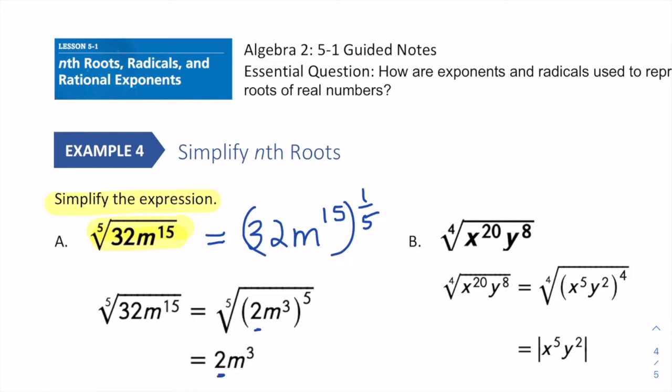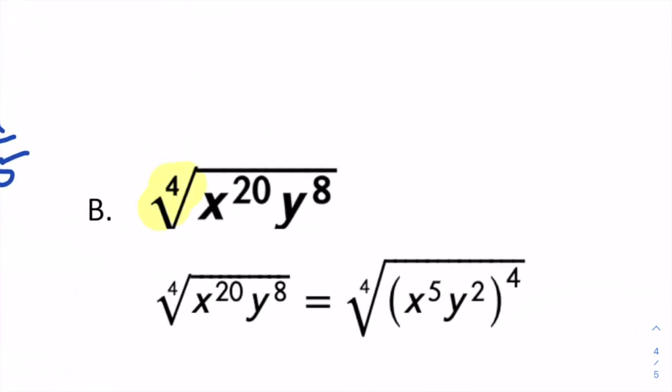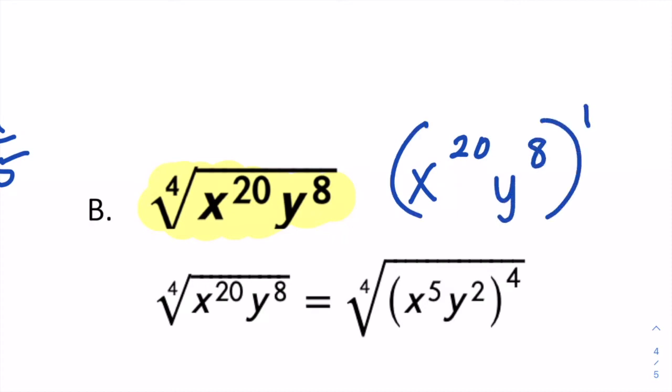We have 2 to the 5th. And then with the m, we're going to have 15 over 5, or 15 divided by 5, and that's 3. So our final answer will be 2m cubed. Now let's look at b. This is the 4th root of x to the 20th times y to the 8th. So we can rewrite this as x to the 20th y to the 8th raised to the 1/4.